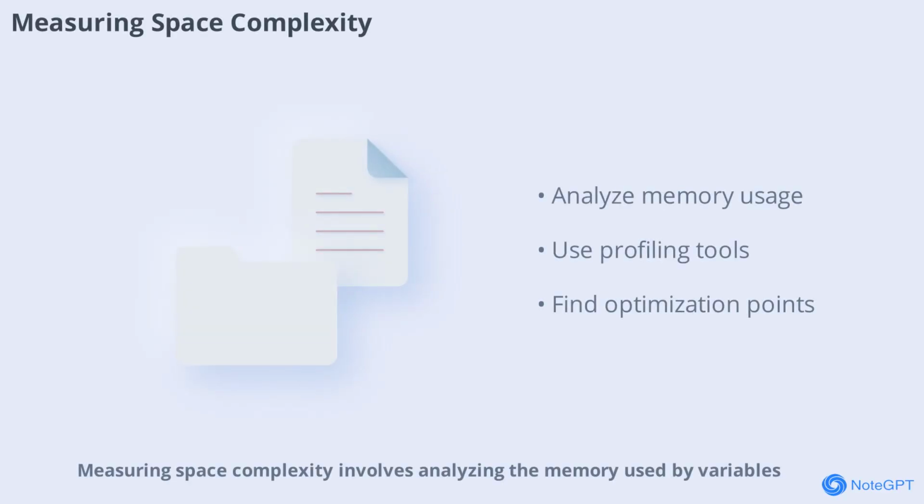Measuring space complexity involves analyzing the memory used by variables, data structures, and function calls as the input size grows. Profiling tools and careful code review can help identify memory bottlenecks and opportunities for optimization.